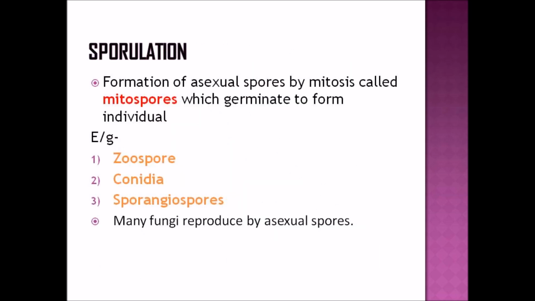Sporulation. The formation of asexual spores by mitosis is called sporulation. The spores thus formed are called mitospores. The spores will germinate to form an individual. Examples: zoospore, conidia, sporangiospores. It is common in the fungi.